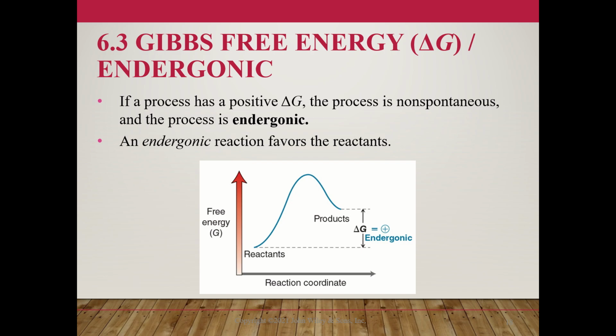Endergonic is where it is actually the opposite, where the free energy has a positive value. Similar to how enthalpy would be endothermic, this would be endergonic. An endergonic reaction favors the reactant side instead of the product side because you need to gain a substantial amount of energy to overcome your activation energy hurdle, and then the products are in a higher energy state than the reactants were, which tends to not be what chemical reactions want to do.